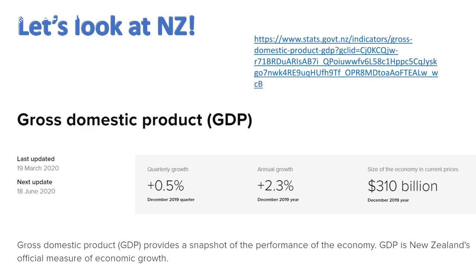So if we just think about this in terms of economic growth, obviously if it's a positive number, the economy has grown, the output has increased. If it is a negative number, that's telling us that there's been a decrease in output. So the economy has decreased. So as we can see, gross domestic product provides a snapshot of the performance of the economy. GDP is New Zealand's official measure of economic growth. So this is how we look at our whole country and how it's going and what's happening. And yeah, it's a really, really effective measure.